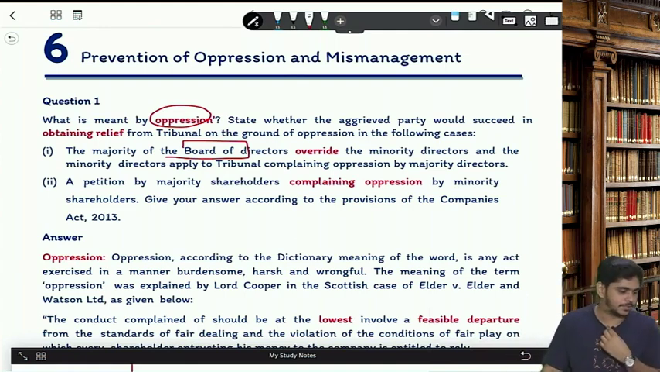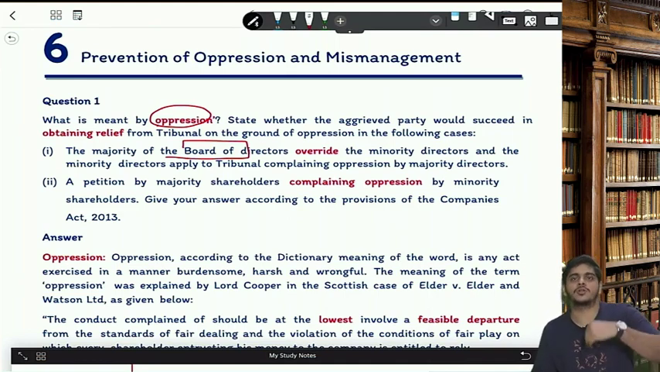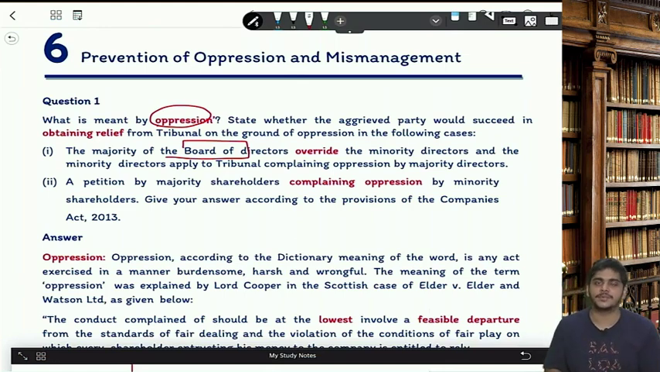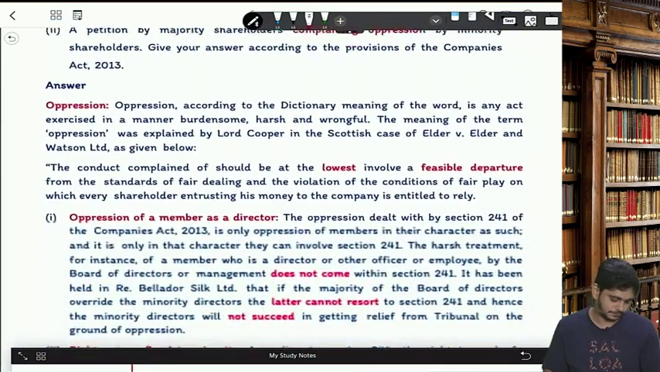Number 2, a petition by majority shareholders complaining of oppression by minority shareholders. Yes, it will work, sir, no problem. Vice versa can also be done. Minority shareholders can also complain against majority, and majority can also complain against minority. Okay? You have to read the answers, guys. All the questions in this chapter are repetitive exam questions. Important. Read the answer.